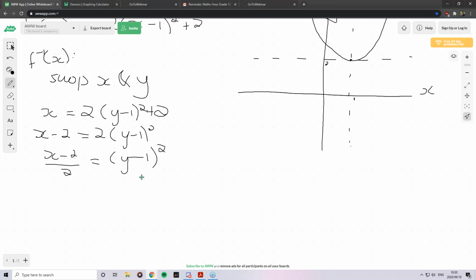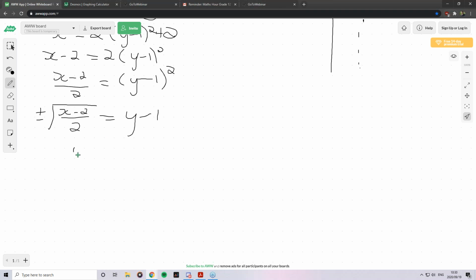Now what we can do is, since this is squared, let's square root both sides. But the thing to remember, when we square root both sides and we introduce a root into our equation, is that we have to make sure that we write a plus minus root. Root of x minus 2 over 2 is equal to y minus 1. Now you can just see that y is equal to plus minus root of x minus 2 over 2, plus 1. And this is your equation of f minus 1, your inverse.